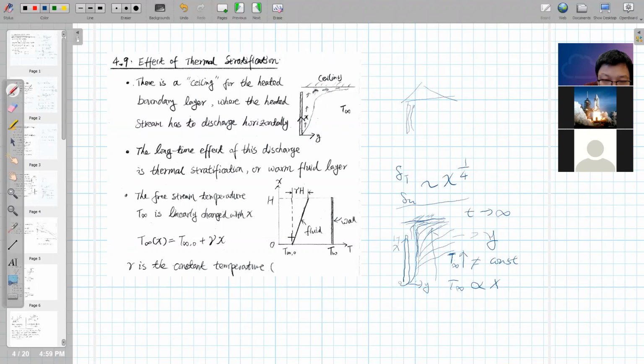And to make the problem simple, we can just assume this temperature variation in the x direction is linear, which means that we can assume the free stream temperature is a linear function of x. T infinity, which is not a constant anymore but a function of x in this direction, will be the value T infinity 0 at the very bottom, plus gamma times x. This is gamma. Gamma is a constant, that's what is assumed constant. Okay, we assume we know this gamma. So this is the effect called thermal stratification.